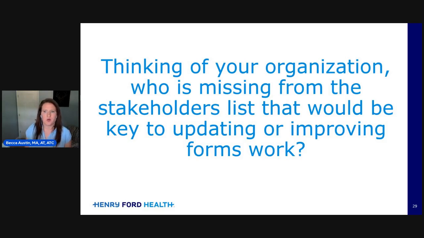We'll pause for a moment. Thinking of your organization, who's missing from that stakeholders list that would be key to updating and improving forms work for you? We know all organizations are a little bit different, so it would be helpful if you can share some of those from your perspective, in case there's someone really missing that might inspire others. I'll give you about 10 seconds to think about it, and you can keep putting that in the chat as you see fit.